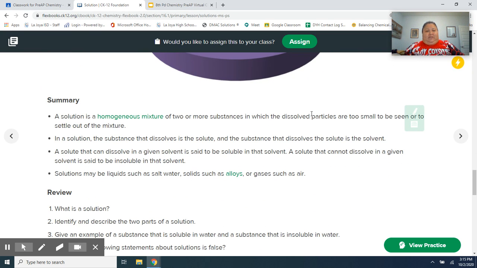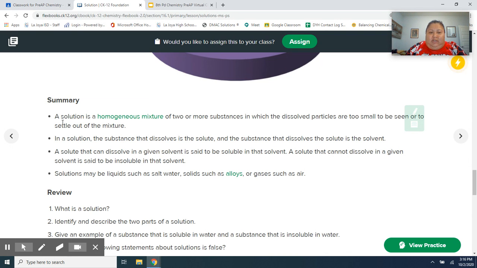Wow, that was quick. So we're at the end of our lecture for today. A solution is a homogeneous mixture of two or more substances in which the dissolved particles are too small to be seen or settle out of the mixture, right? They're never going to create two phases. Once those particles dissolve evenly, they stay distributed evenly. You cannot see them and they will not settle out.